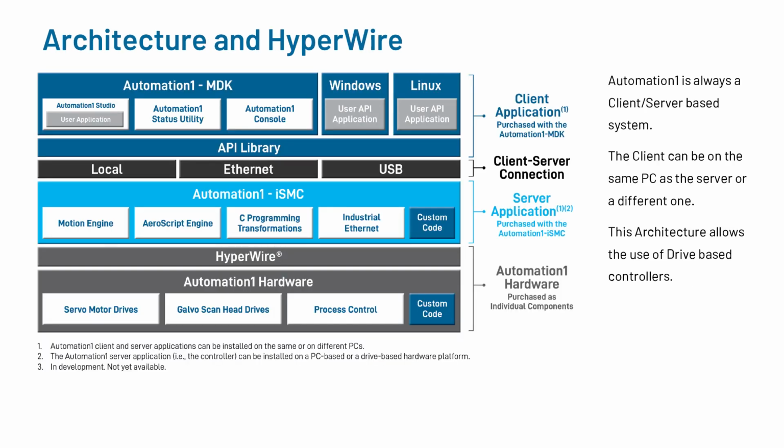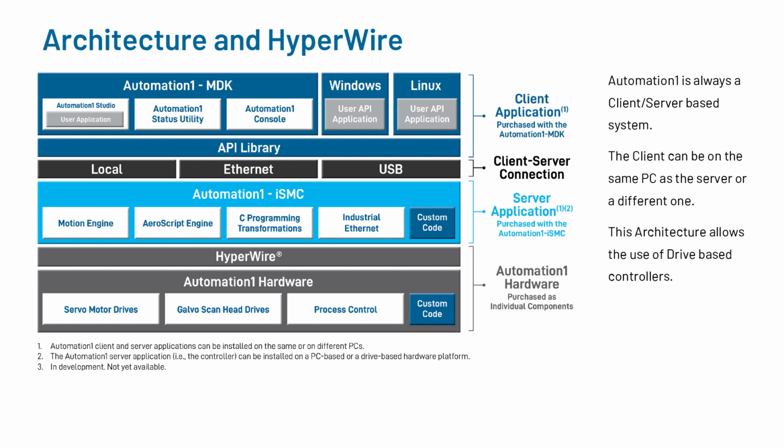In Automation1, we have carried on this theme, where it's always a client-server system. You always have the SMC, which acts as the motion server. And then above that, you have the client application. Now you can have user applications built on Linux or Windows, or you can use the provided Automation1 software suite under the name MDK, the Machine Development Kit. Now, you can always run the client on the same PC as the server, or you can run it on a different one. One of the key reasons for doing this is it allows us to create a drive-based controller as well as the PC-based.